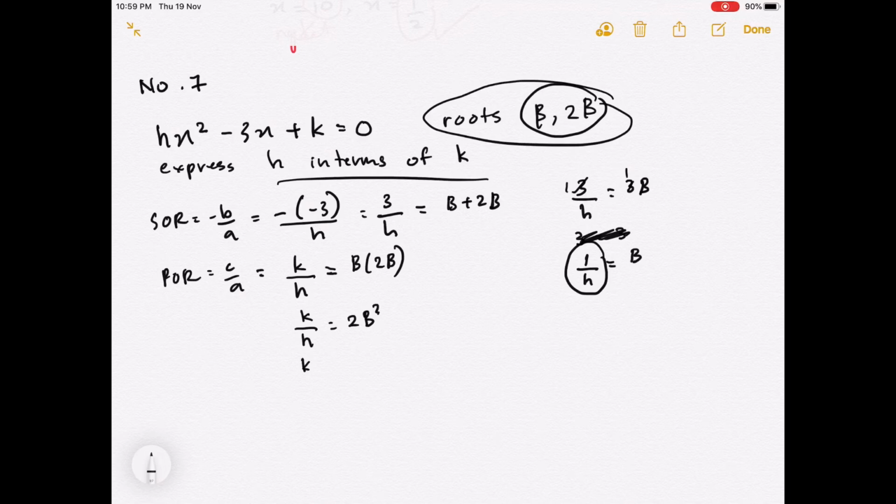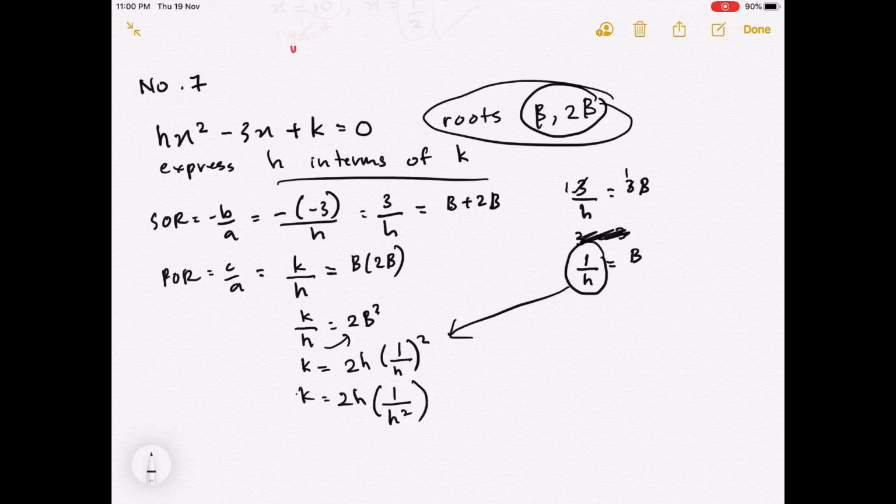So you just, okay, I shoot h kat atas. So 2h beta squared. Beta squared you put 1 over h squared. Ganti kat sini. Okay, so jadi 1 squared is 1, h squared is h squared. So potong. So what you left is 2 times 1 is 2 over h. Tapi nak h kan? So h shoot naik atas. So jadi 2 over k. K tu bawah.